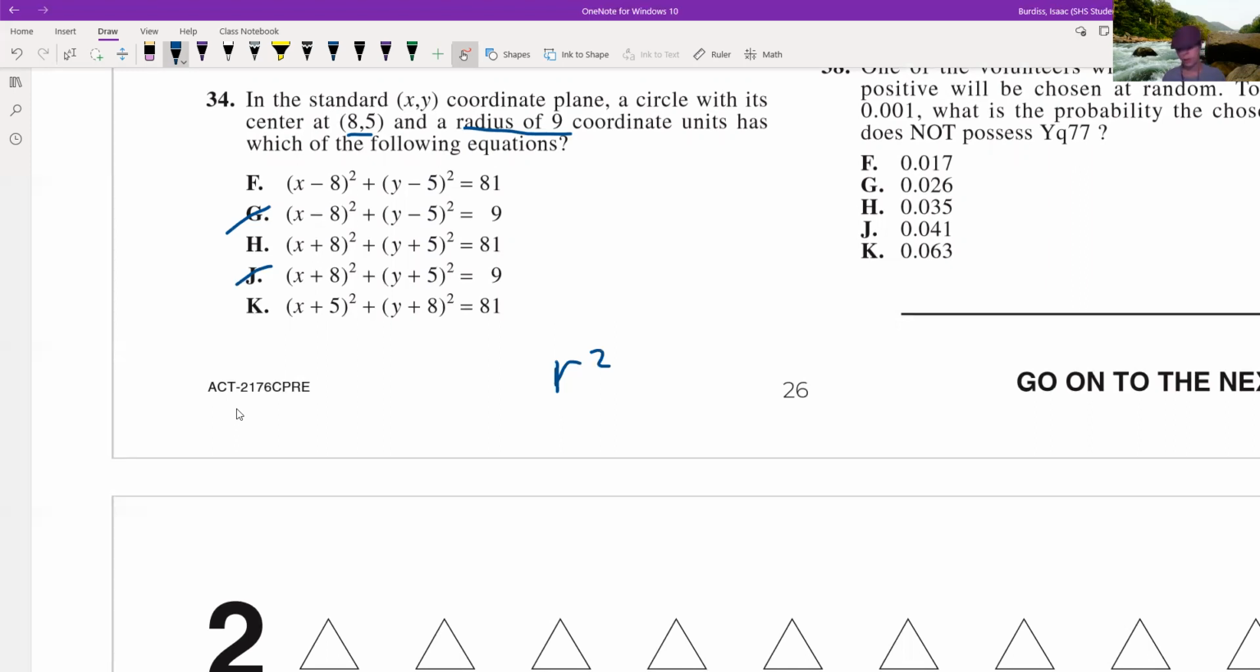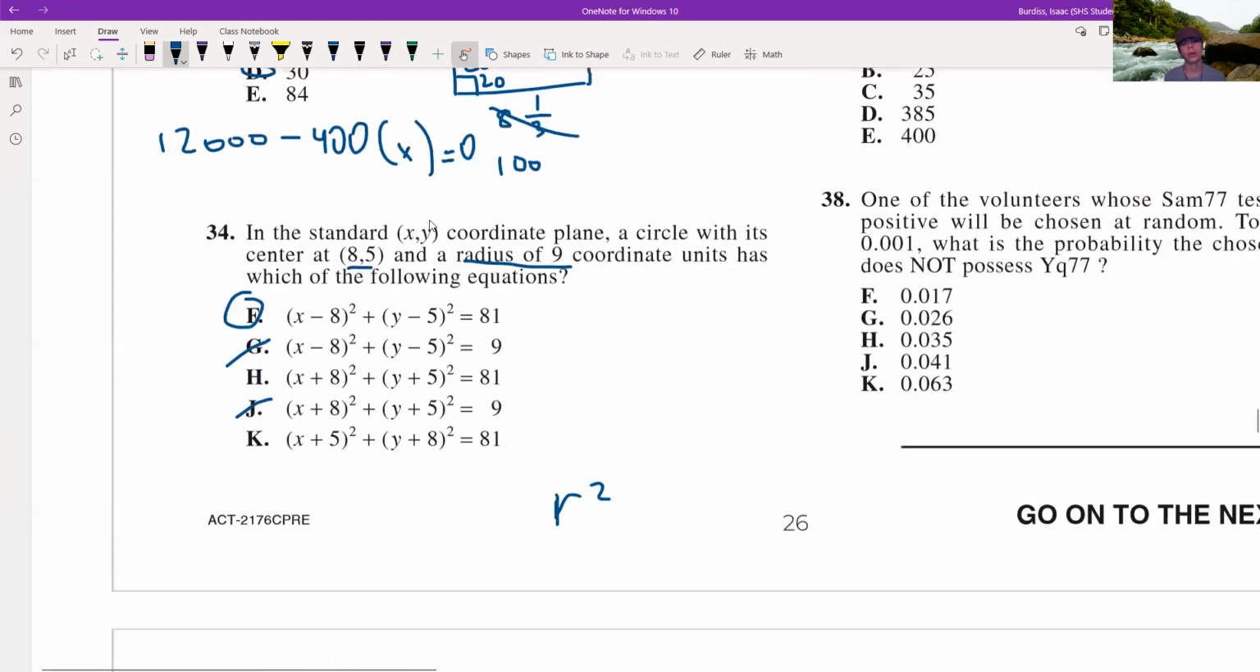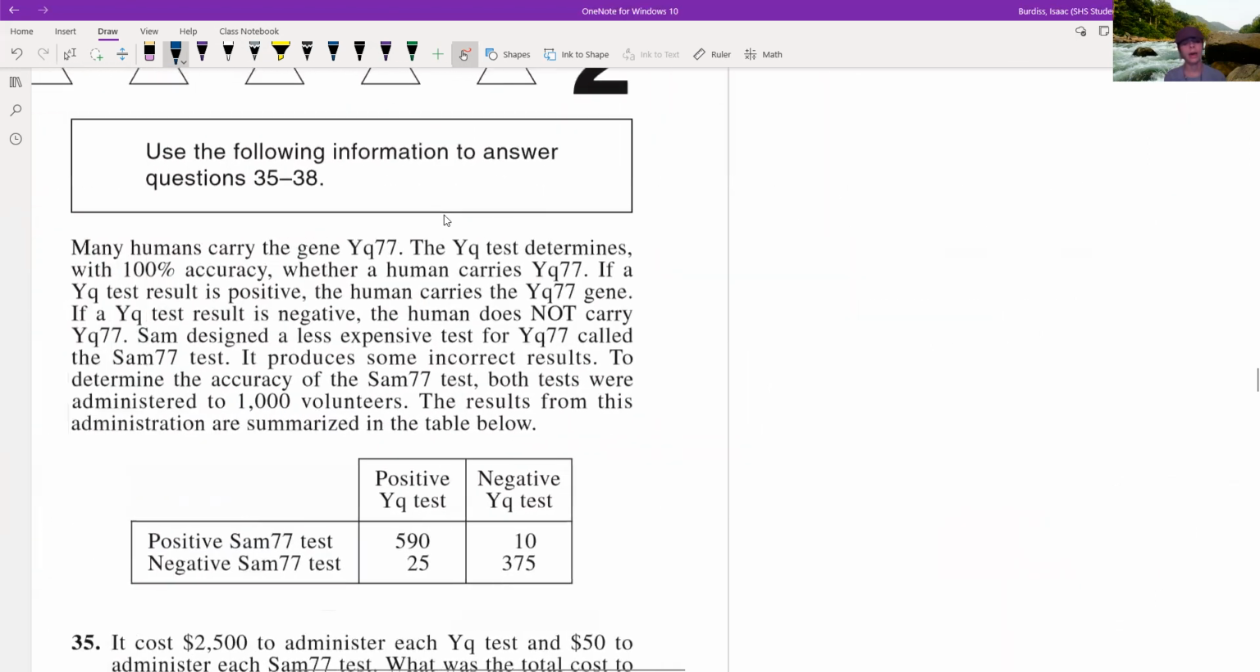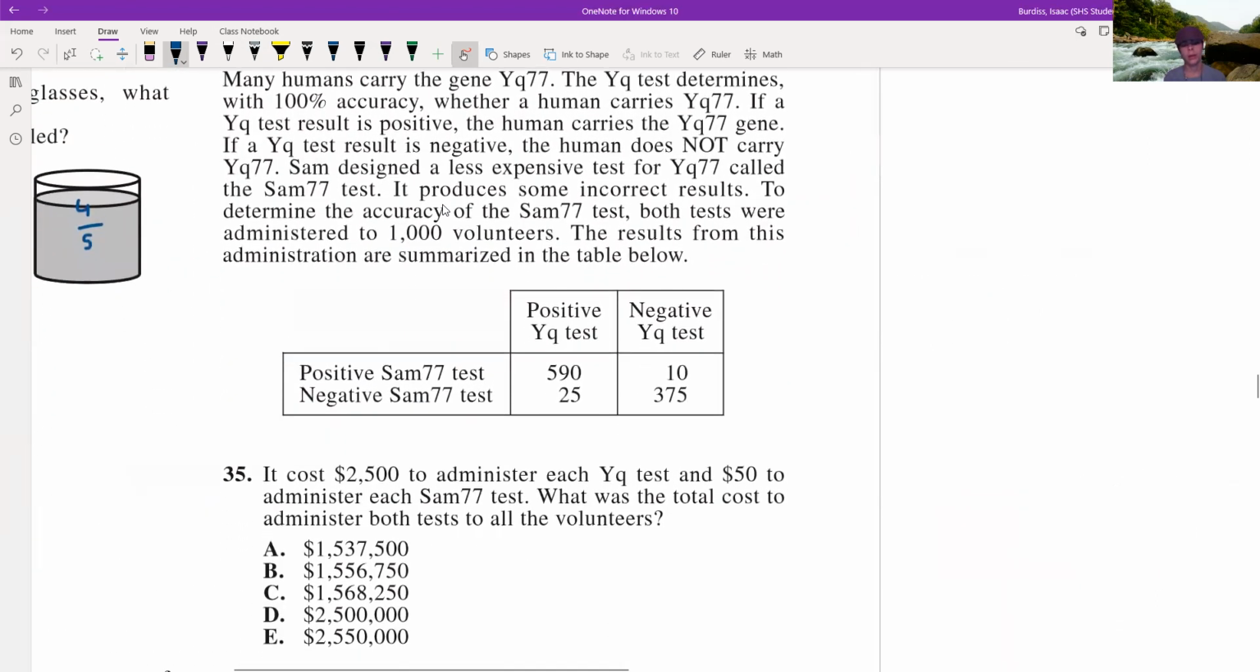As usual, it's going to be f because it has to be -8 and -5, because the center should always be, if you plug that in for x and y, it would make it 0. 8 minus 8, 0. 5 minus 5, 0. Okay. All right. Now, I also hate these when you have to use it for multiple questions.